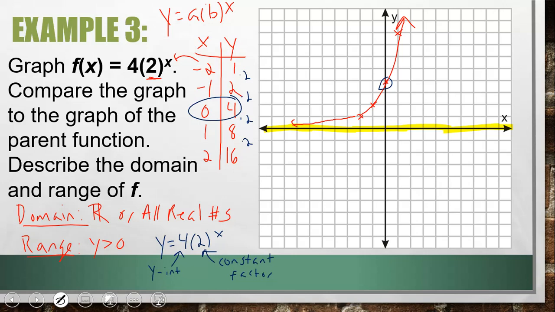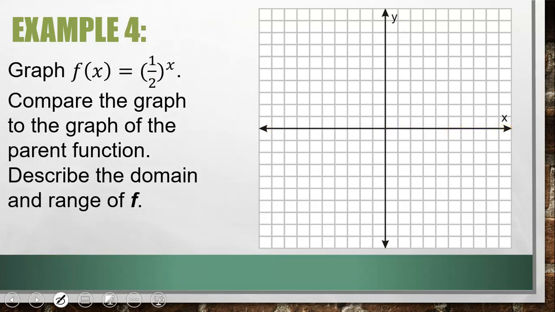Let's look at our next example. f(x) equals (1/2) to the x. So notice here, if we think about y equals a times b to the x, we don't have this part right in here. But let's create our table of values and see what it looks like.